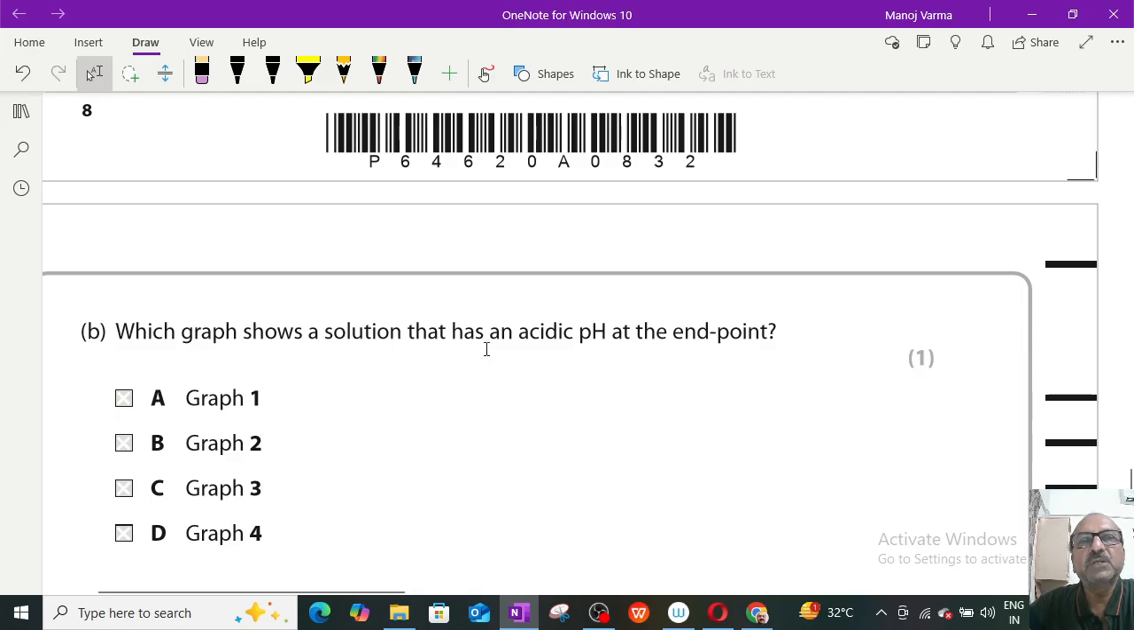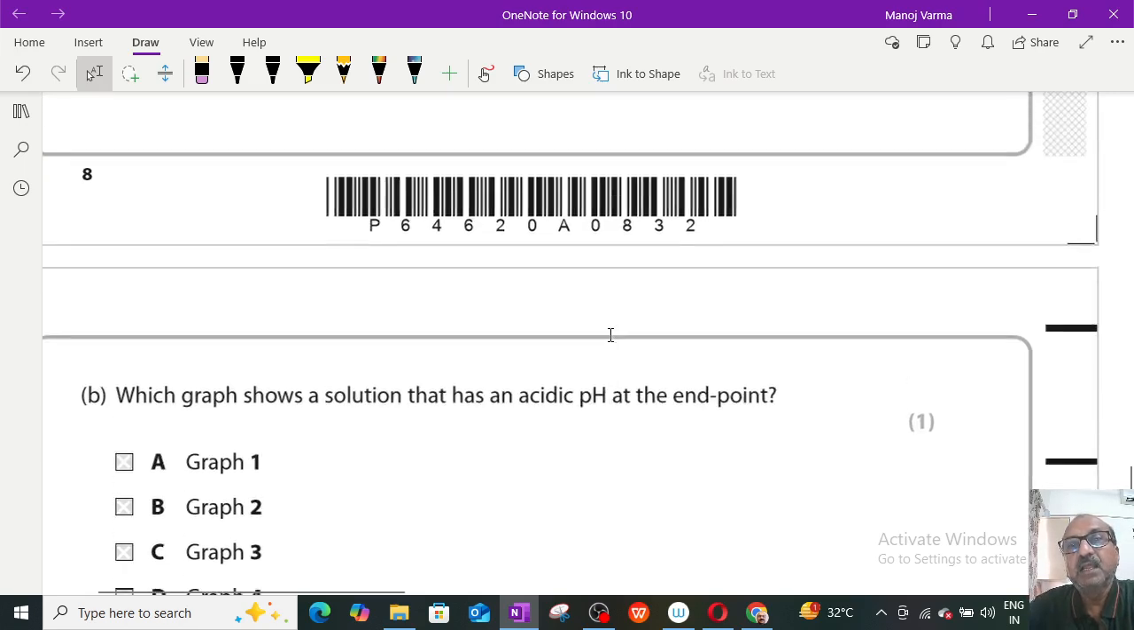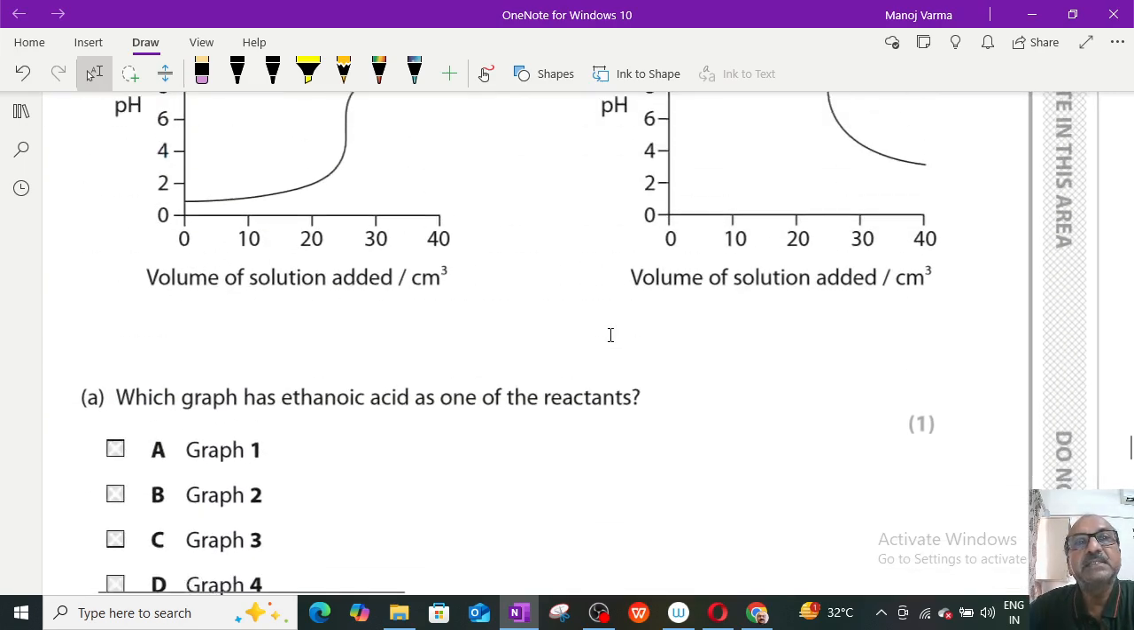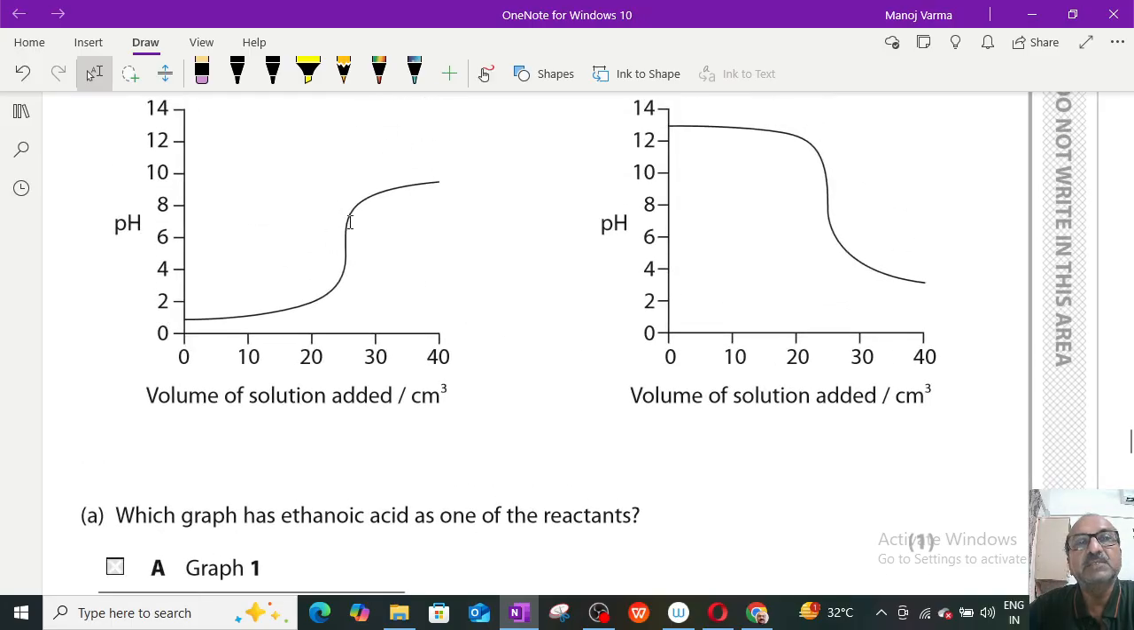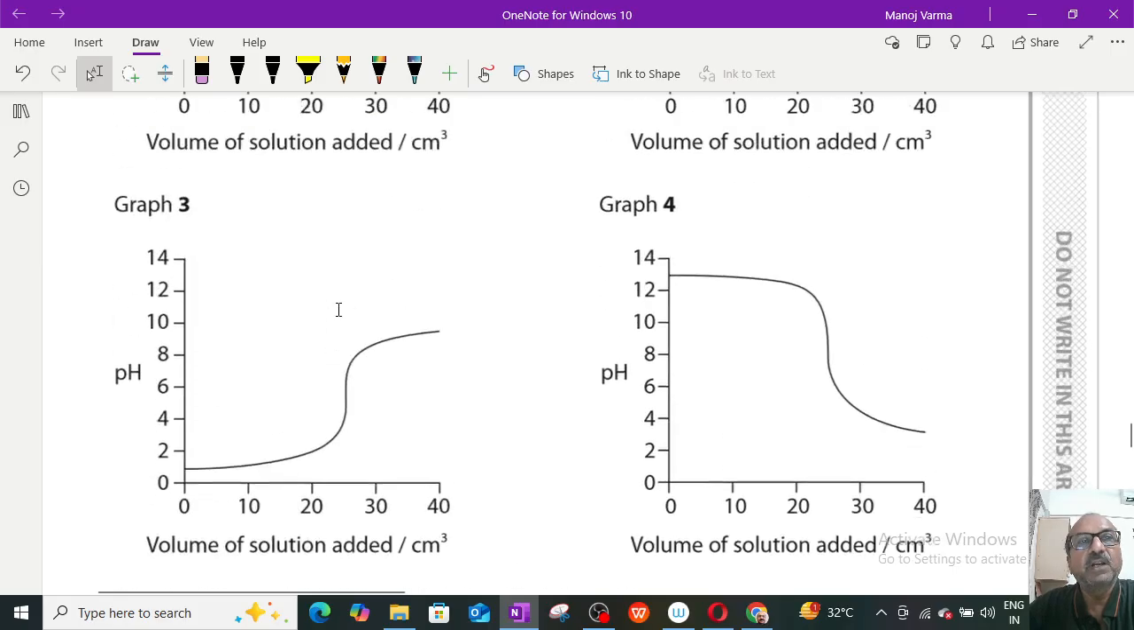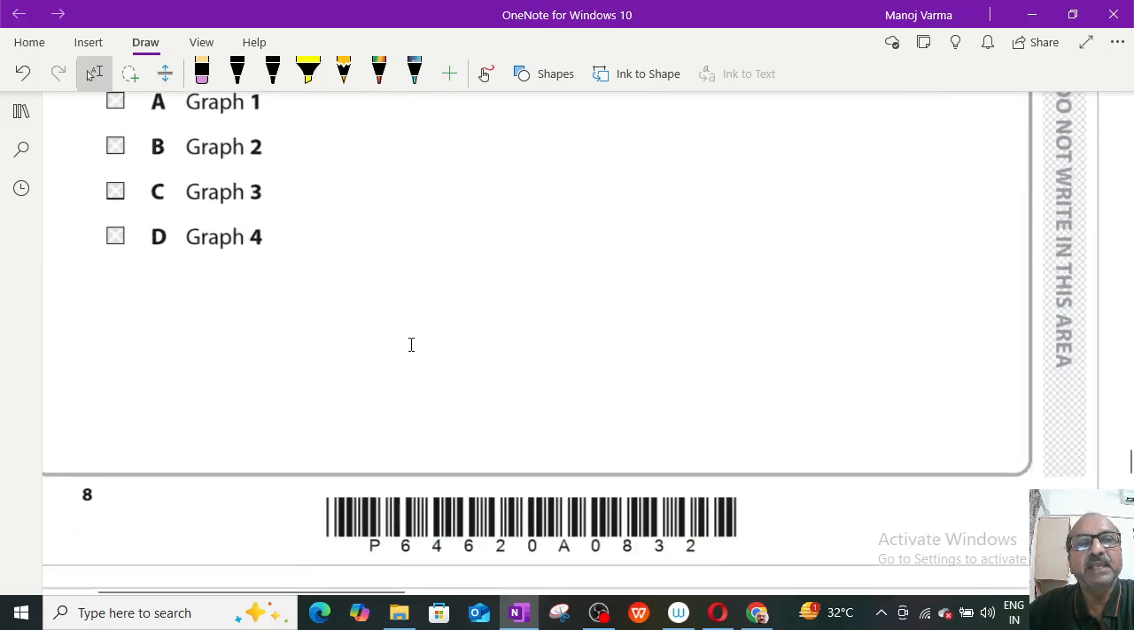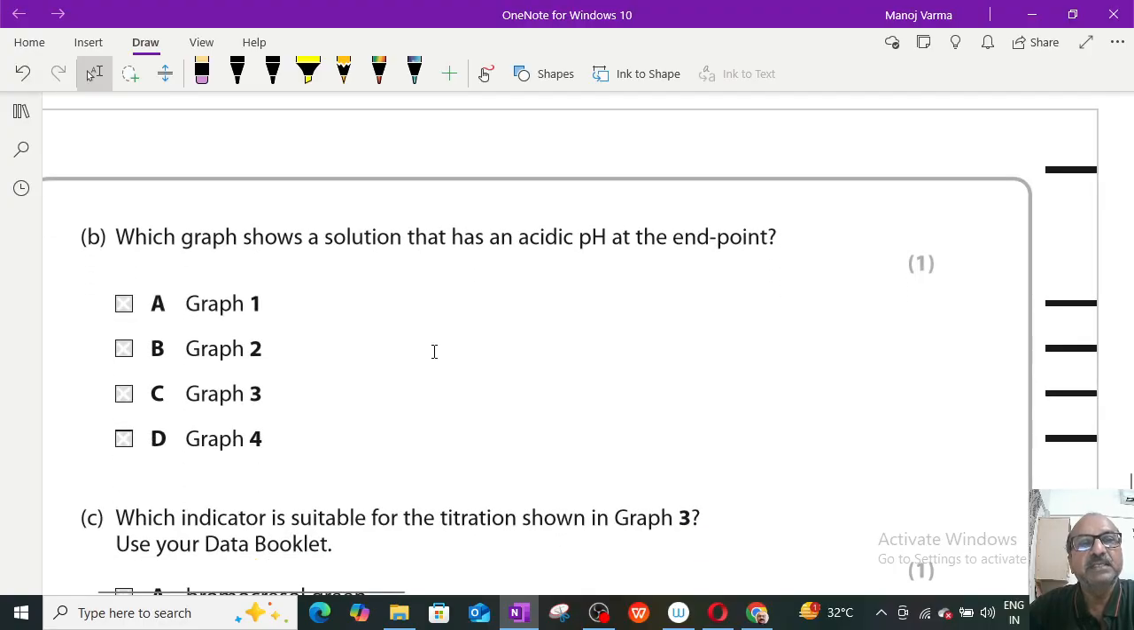Which graph shows a solution that has an acidic pH at the end point? Now, endpoint is this part of the curve, and if you look at the middle part of this, it corresponds to an acidic pH, and therefore graph 3 is the correct answer. C is the correct answer.